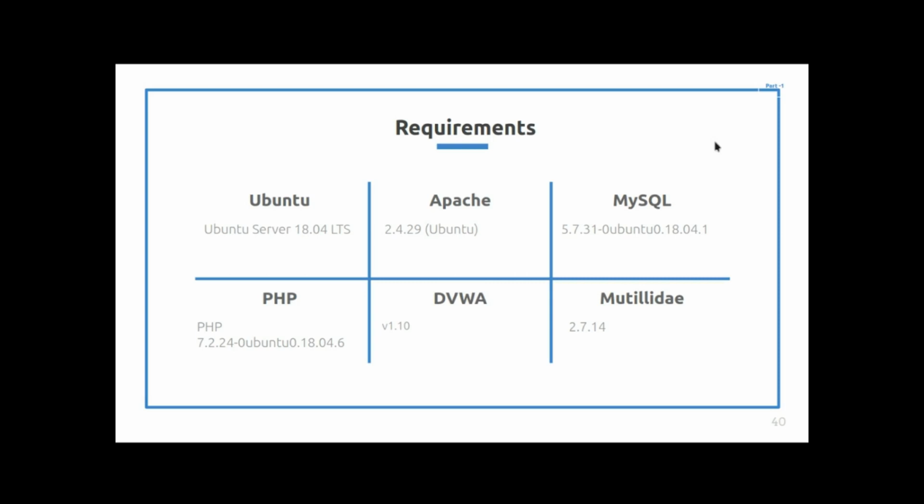These are the requirements for this lab. We're using Ubuntu version 18.04. We're using Apache version 2.4.29. Our MySQL version is 5.7.31. Our PHP version is 7.2.24. The DVWA version is 1.1, and the Mutillidae version is 2.7.14. So that's what we're using today, and I'm going to show you how it works in this demo.